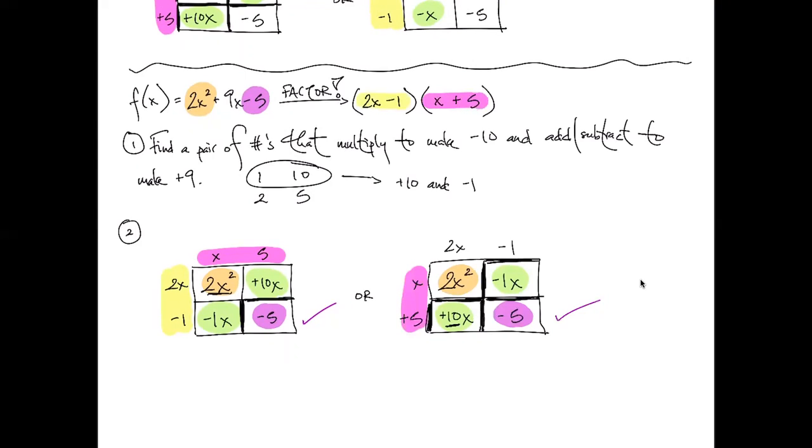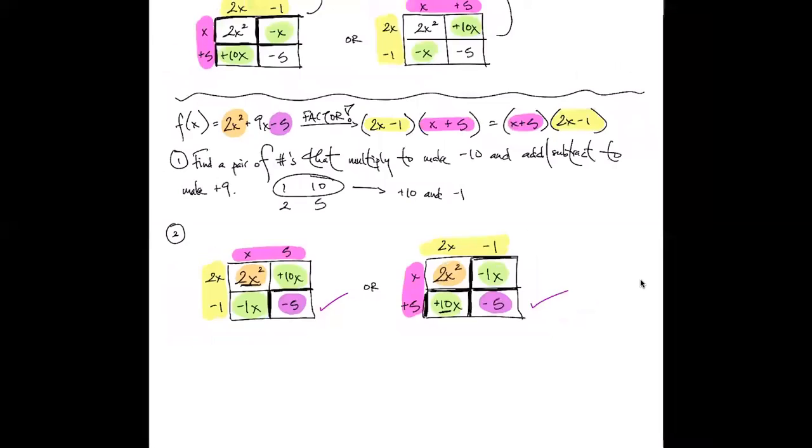Or we could flip-flop it around and we could write it as x plus 5 times 2x minus 1, okay? So the order there doesn't necessarily matter. If it's pink and then yellow or yellow and then pink, the order doesn't necessarily matter. But what matters is that the pink is the same as the other pink and the yellow is the same as the other yellow, okay?